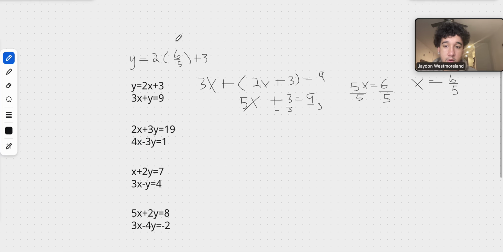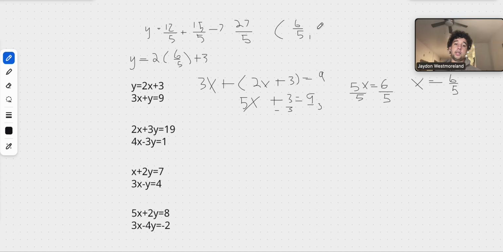Now, multiply out. y is equal to 12/5 plus 3. And then what I can do here is I need a common denominator. So I'm going to rewrite 3 as a number with a denominator of 5. So I need to multiply by 5, and that's going to give me 15/5. 12 plus 15 ends up being 27, so 27/5. So my answer in this case would be 6/5, comma, 27/5, right? Essentially my point of intersection.